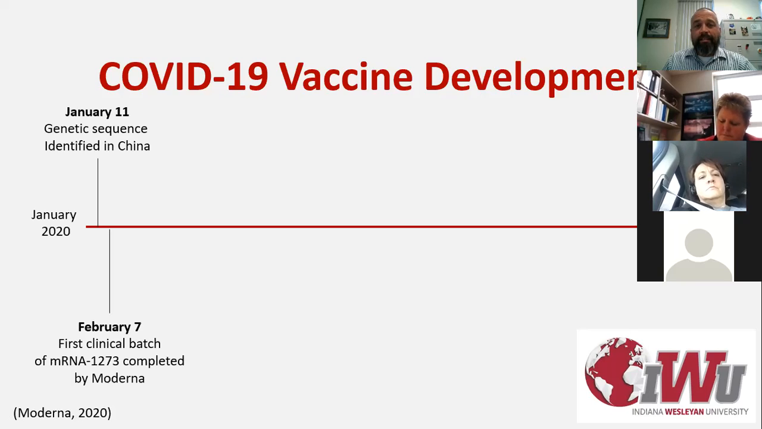Just 25 days later, on February 7th, a company called Moderna developed the first clinical batch of their vaccine called mRNA 1273. And pretty much everything that you hear me talk about from this point of the presentation on is going to be pertinent to the Moderna vaccine, because that is what we expect to receive here at the health department, and what we will be initially administering to people who we give the vaccine to.